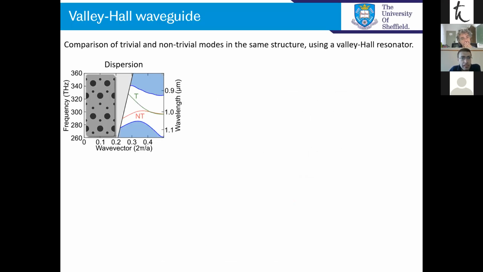And so what we're using here is a unit cell which is formed from 2 circles of differing radii. So it's a rhombic unit cell in a triangular lattice. These are circles etched into a membrane. And if we create what's known as a bearded interface, we see that there are actually 2 modes in the topological bandgap.